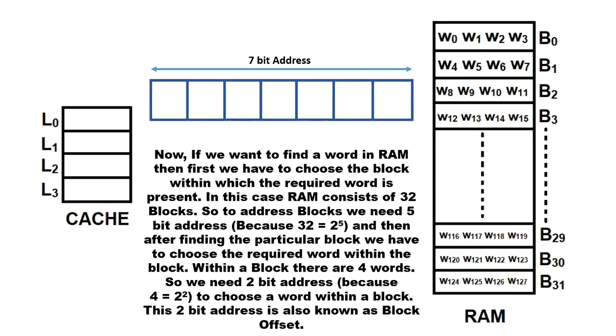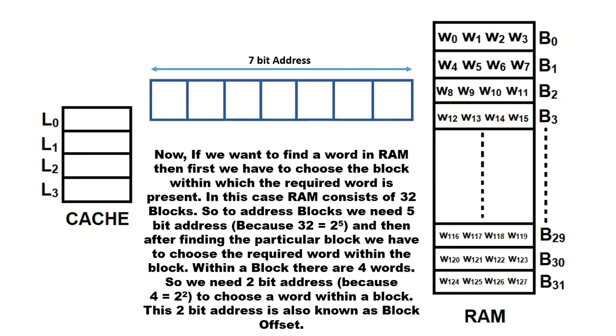And then after finding the particular block, we have to choose the required word within the block. So when you find the block within which the particular word is present, then we have to find the word inside that block. There are 4 words inside a block, and 4 equals 2 squared. That is why we need a 2-bit address to choose a word within a block. And this 2-bit address is also known as the block offset.